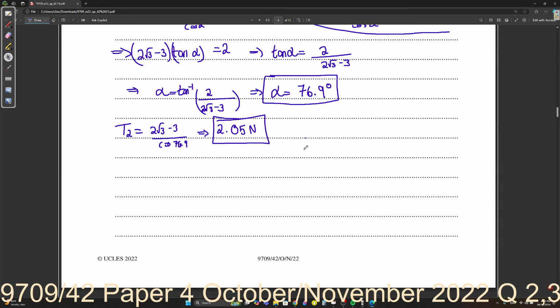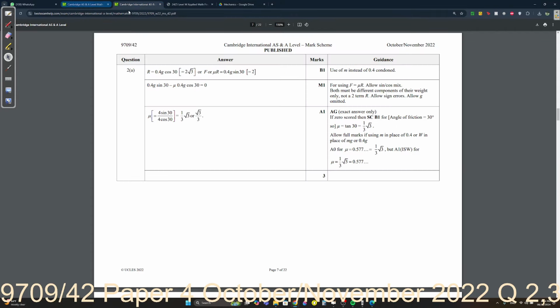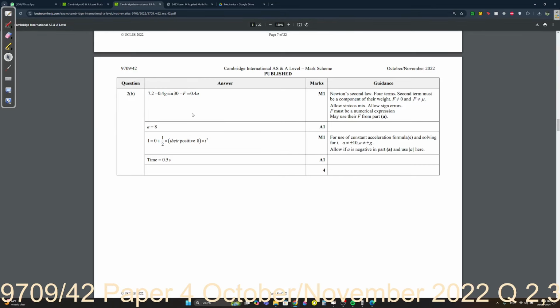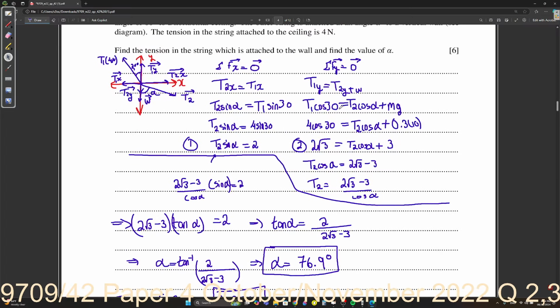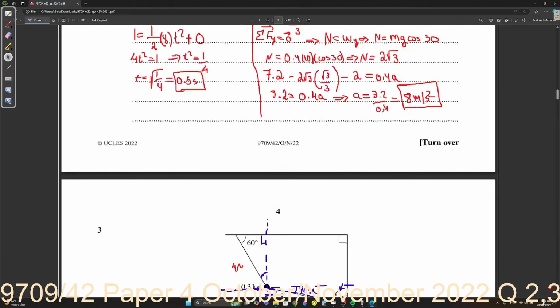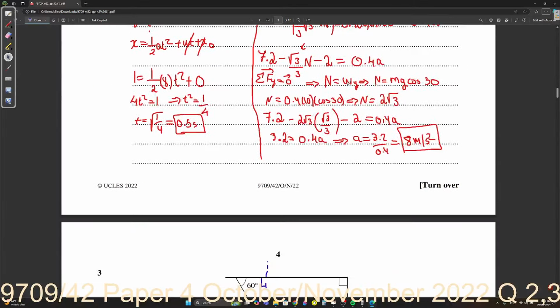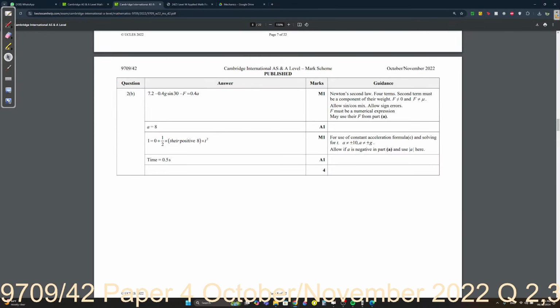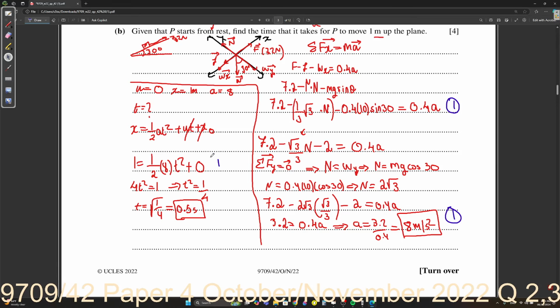There you go. Let's check the marking scheme just to make sure. This was 2A, we're on 2B. Oh, that was question 2. Yeah, sorry. So here you would have gotten 1 mark for this, 1 mark for this, and then 1 mark for this, and then 1 mark for this. That's how you'd have gotten your 4 marks.